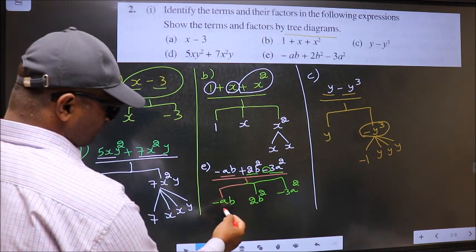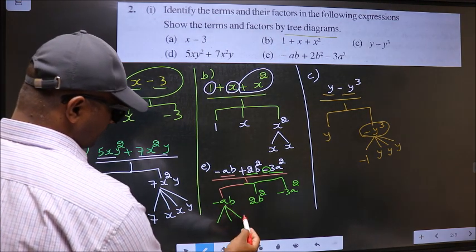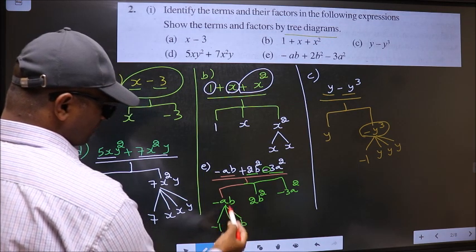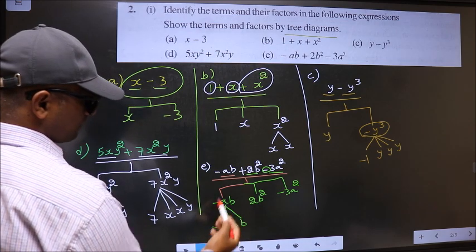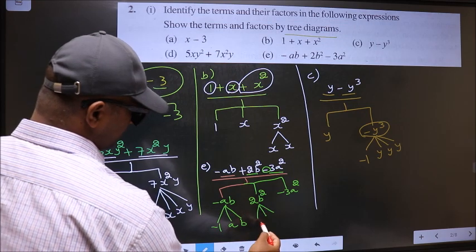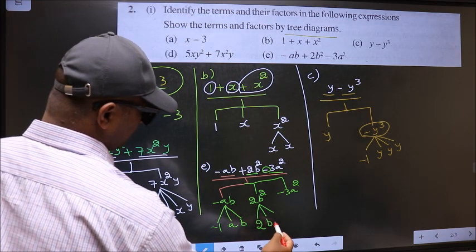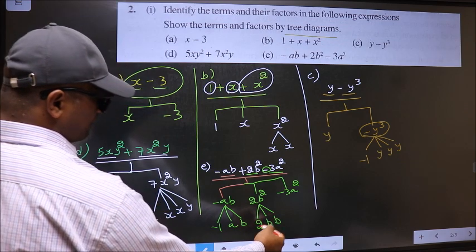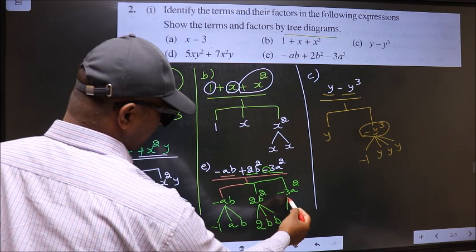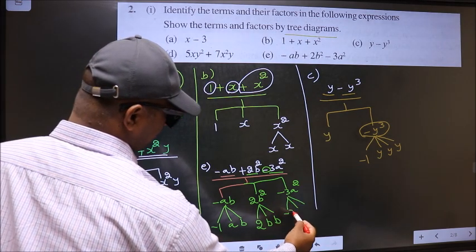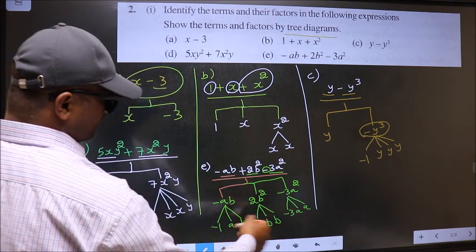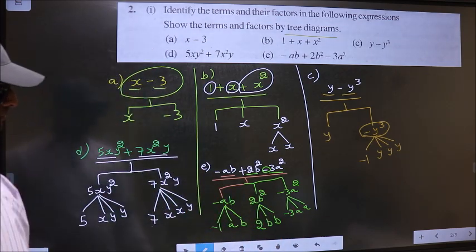Now by multiplying what all will we get? Minus AB. We should multiply minus 1, A and B to get this. So these are the factors of this. Now what all should we multiply to get 2b square? We should multiply 2 with b and b. When we multiply these three, we get 2b square. Now here, we should multiply minus 3 with a and a to get this. So this is for E.